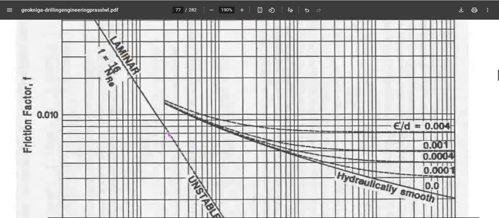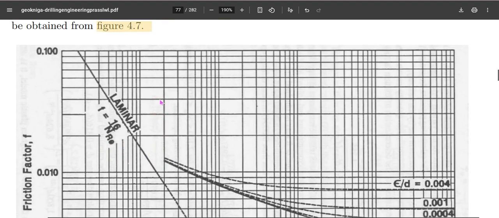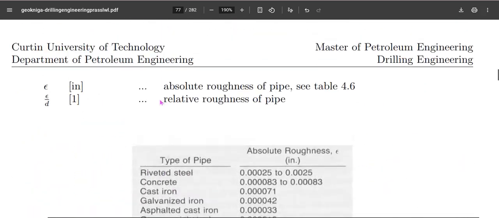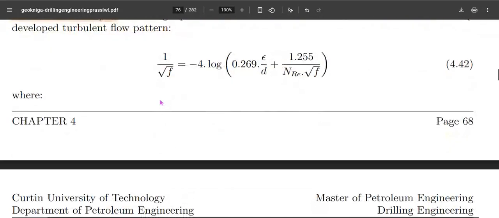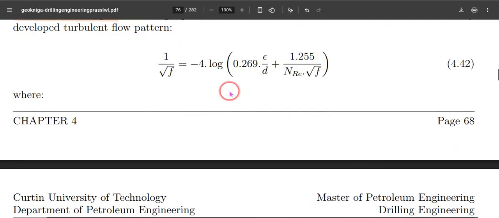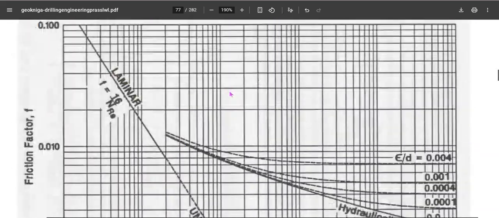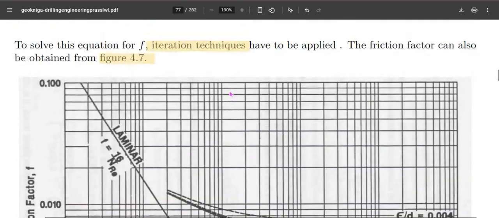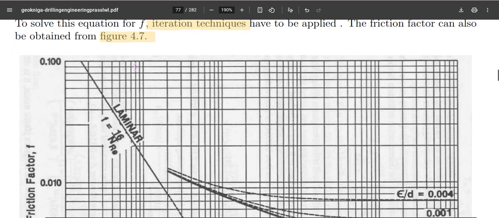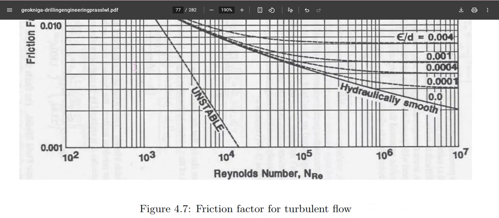So for laminar flow, this is a closed-form solution, 16 by N_Re. For turbulent flow, it will be a nonlinear relationship between the friction factor and the Reynolds number. So this will be a nonlinear equation, for which we can use an iterative technique like the Newton-Raphson method to identify the friction factor, or I can directly go to the chart, like we mentioned in figure 4.7, to compute the friction factor, provided we know the Reynolds number.